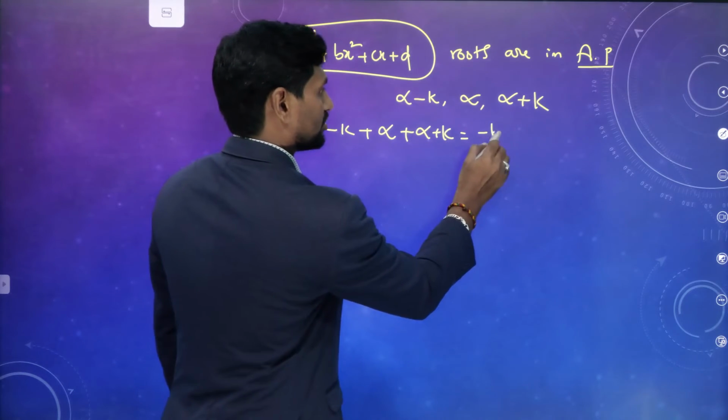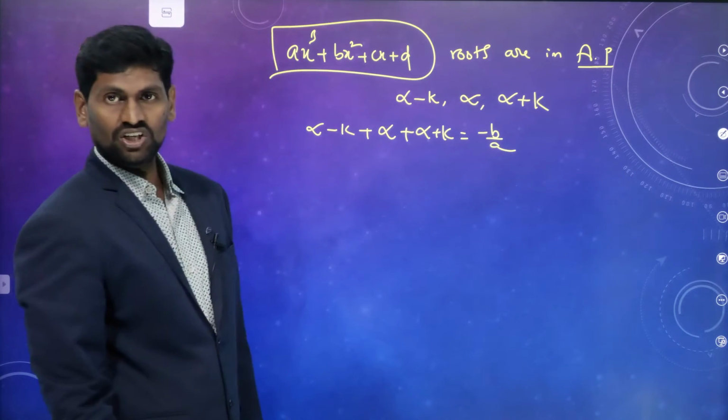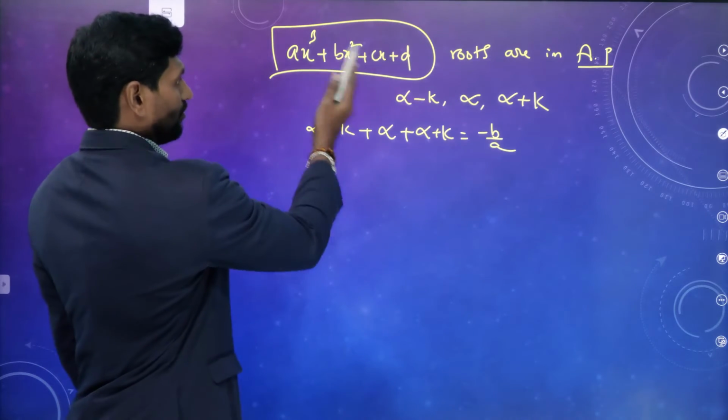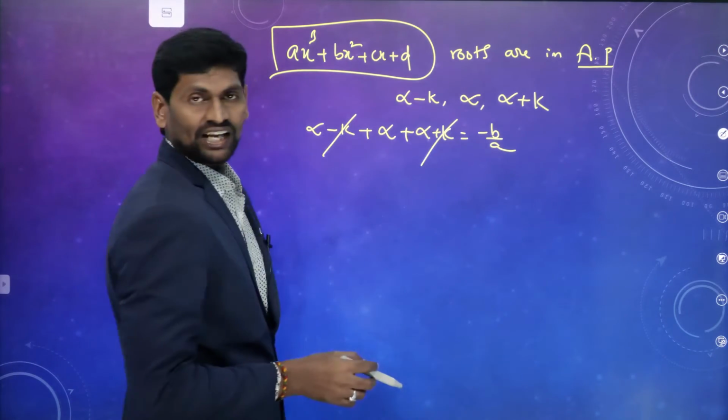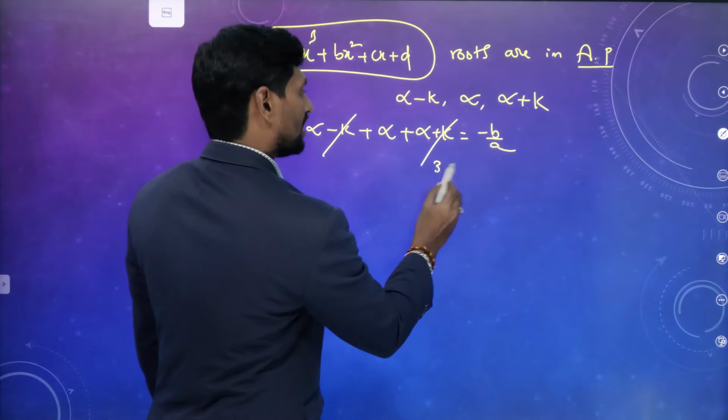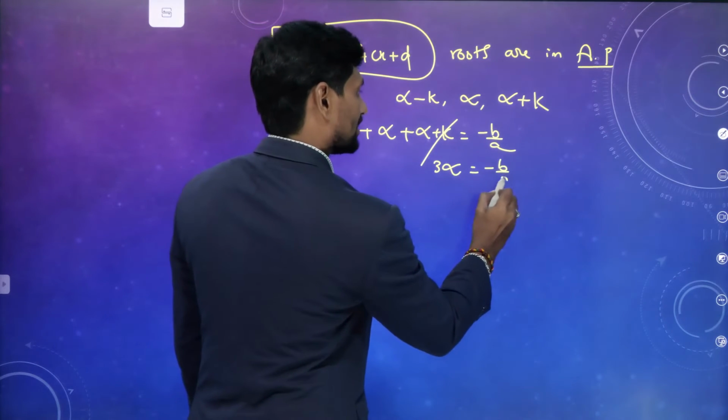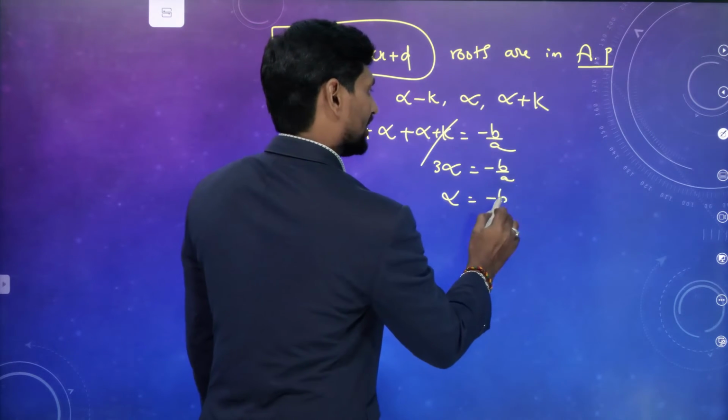Sum of roots equals minus b by a, that is, second highest power coefficient by first highest power coefficient. Minus k plus k cancel. Alpha plus alpha plus alpha, 3 alpha, equals minus b by a. So alpha equals minus b by 3a.